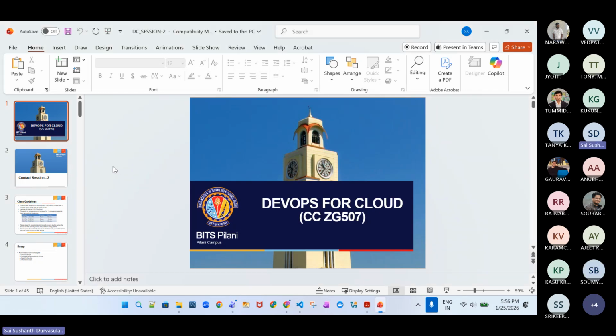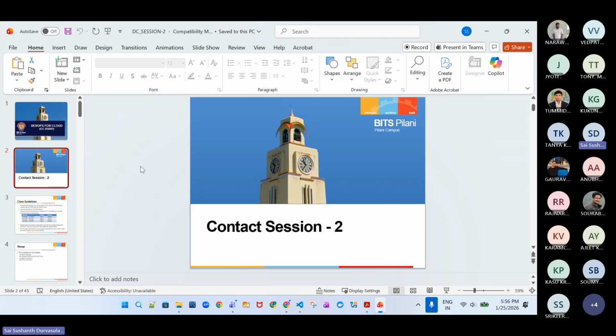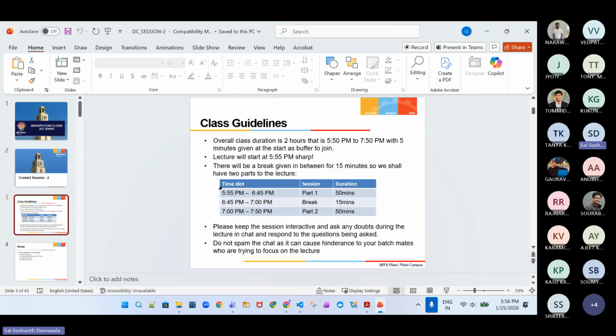All right, so today's is contact session 2 for DevOps for Cloud. So, a quick recap of the class guidelines. We will start the class at 5:55, as we are starting now, and it'll go on till 6:45. If I do not give you a break during that time, please remind me. We'll take a quick 10 to 15 minutes break and then continue again from 7 to 7:50.